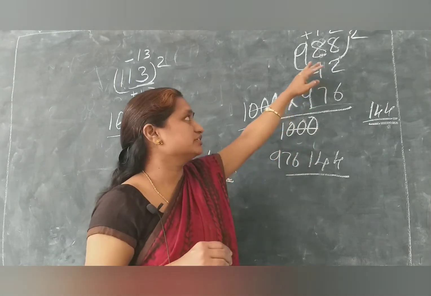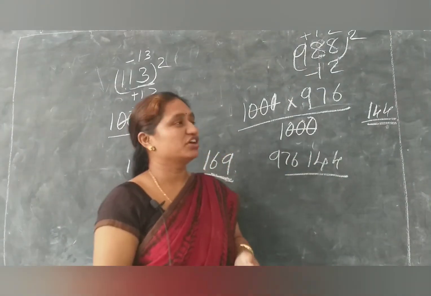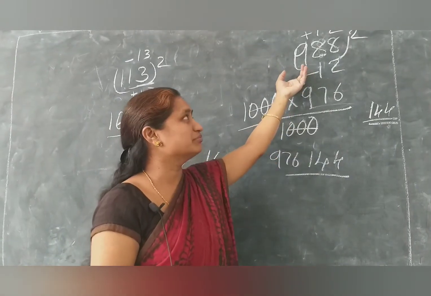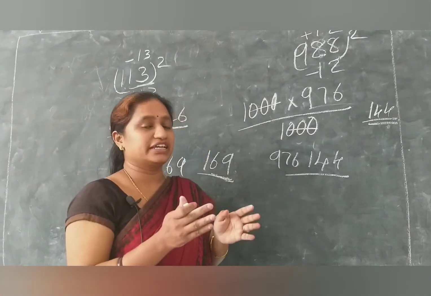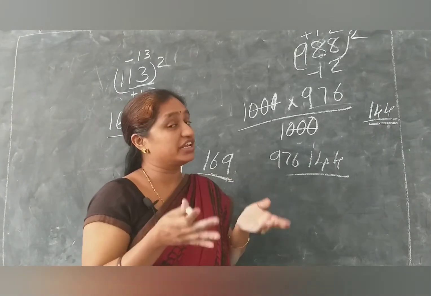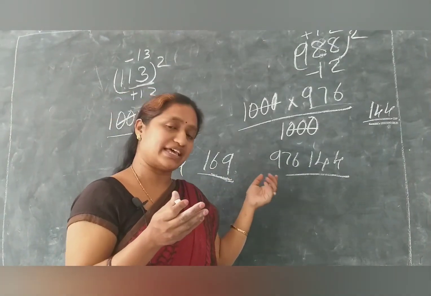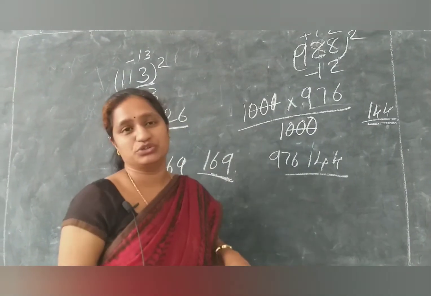Now, you will ask me, madam, you have taken the numbers nearest to 1000 and nearest to 100. What if I get a number which is in the middle, like 500, 600? Now let's take that example as well and I will show you how to do it.